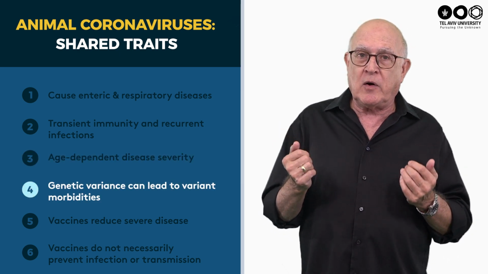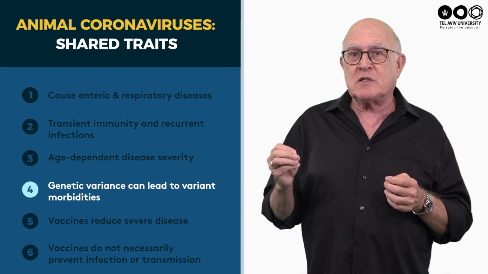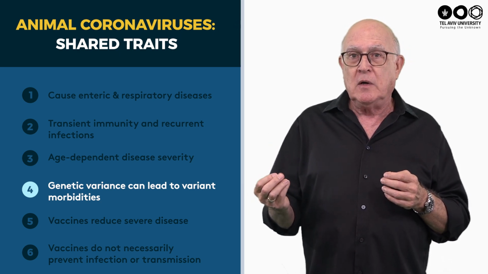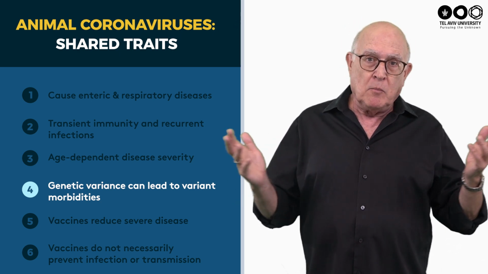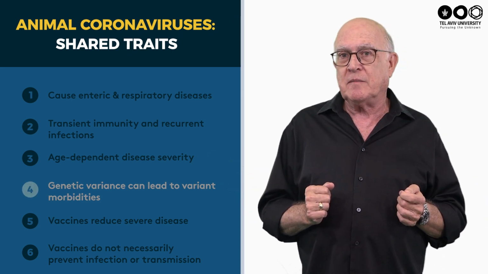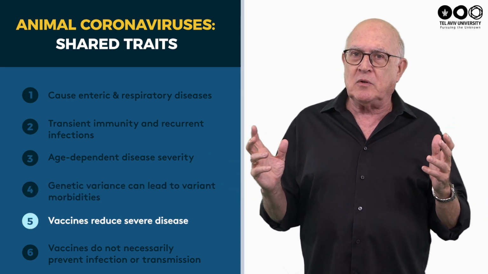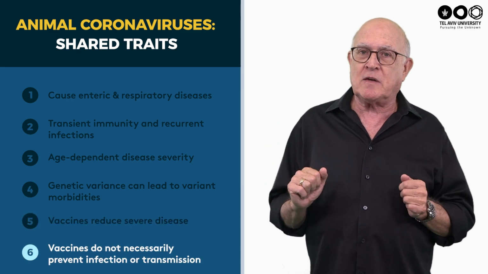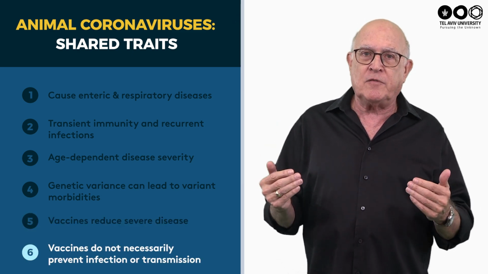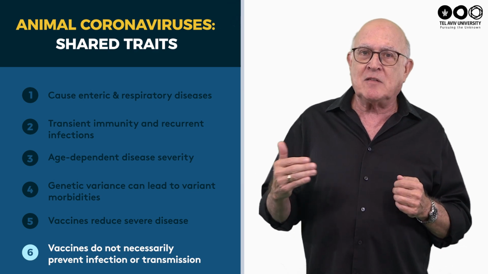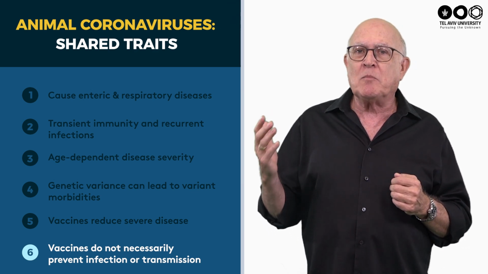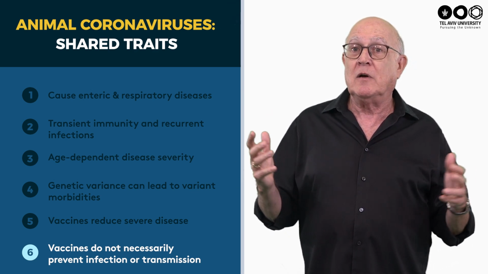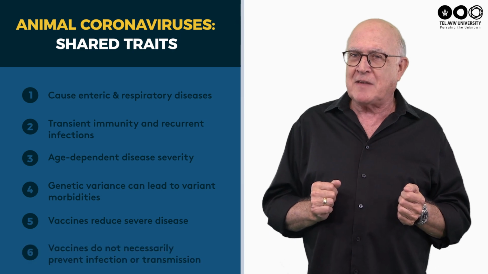Emergence of genetic variants can lead to more infectious, highly transmissible viruses with either milder or more severe disease presentation. Vaccination is possible, although vaccines seem to reduce severe disease, but not necessarily the ability to block infection or transmission, and continuous protection requires multiple and repeated boosts for best results. Sounds familiar? Let's now move on to the coronaviruses that infect people.